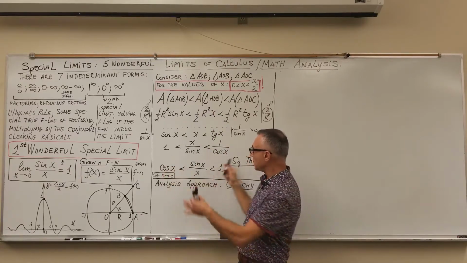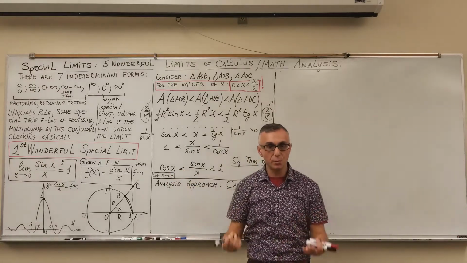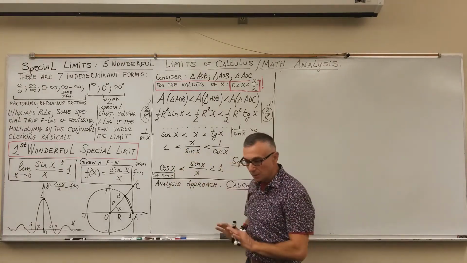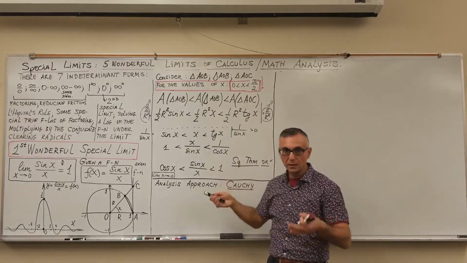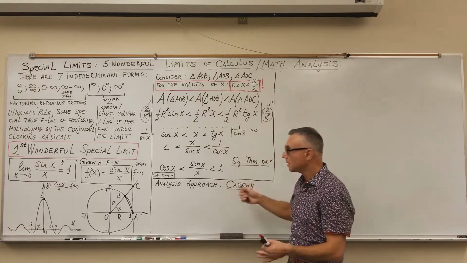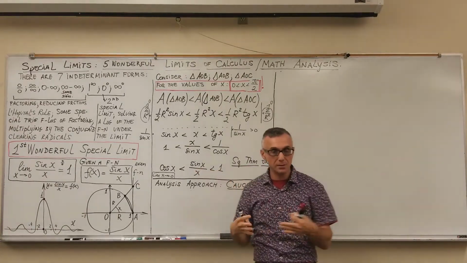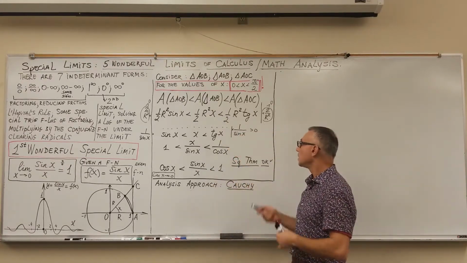When we look at the limits now of cosine x, when x goes to 0, it's no problem. Cosine 0 is 1, so the smaller value tends to 1. The larger value, the constant 1, is 1 when x goes to 0. The larger value goes to 1, and the value in the middle is forced to approach 1. It's called the squeeze theorem.